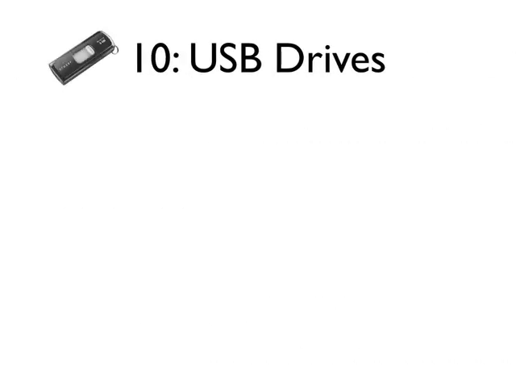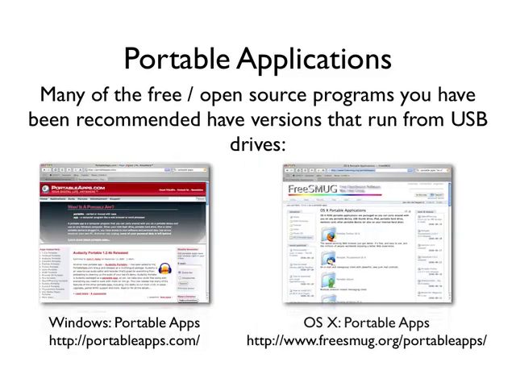And then tool 10, USB drives, sort of mentioned in passing during this video. There are many free portable applications that you can download and install to a USB drive. Two sites here, Windows Portable Apps and OS X Portable Apps. This is a way that you can install Office programs, file conversion programs, HTML editors, all the valuable content that you may need on the road or in the classroom, you can install to your USB drive.